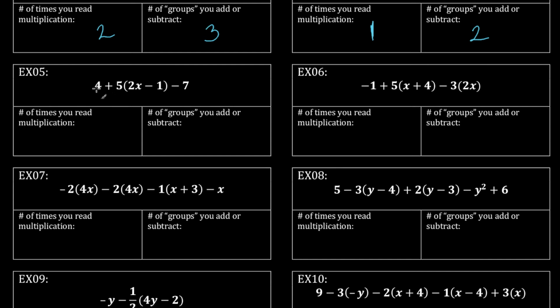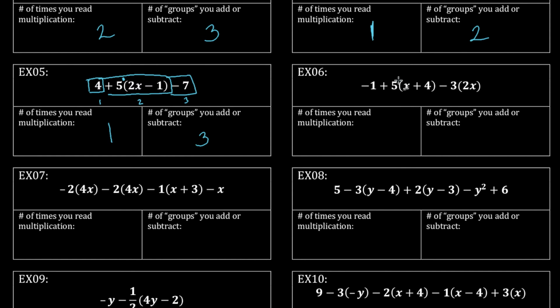Example 5. 4 plus 5 times 2x minus 1 minus 3. So I start with 4, and then I add 5 times 2x minus 1. And I take away 3. So I had that one multiplication, and it looks like I have 1, 2, 3 groups.